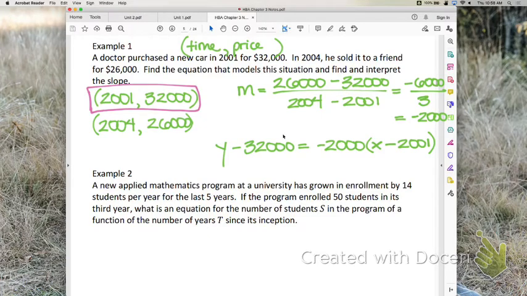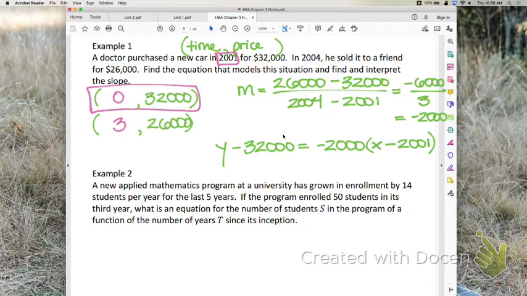So if I want to make this a little bit better for me, a good thing to remember is that instead of making it 2001, you can say, all right, that's my 0. If that is my 0, what does that change 2004 to? 0 is the year 2001. 3. So 2004 is 3. Do we change that after we've solved for the slope?